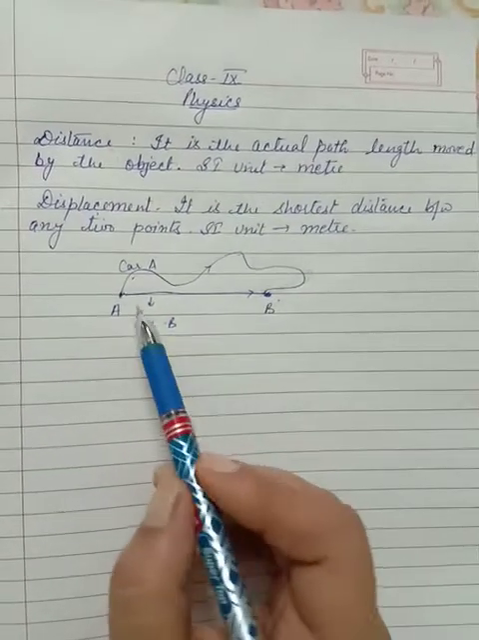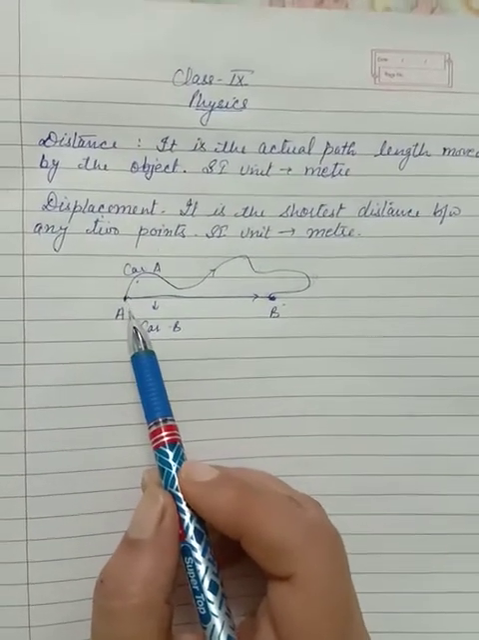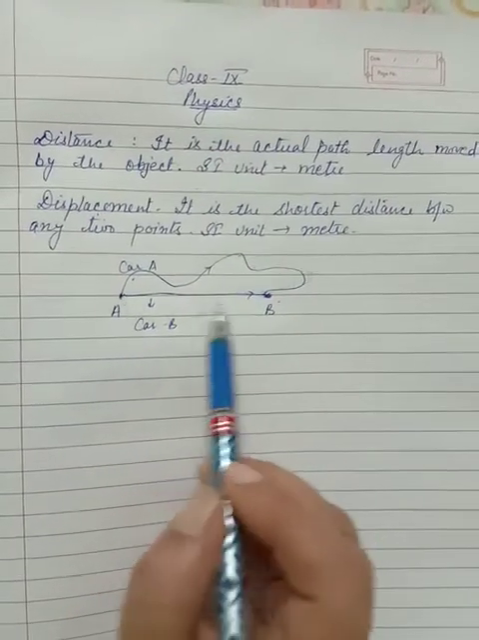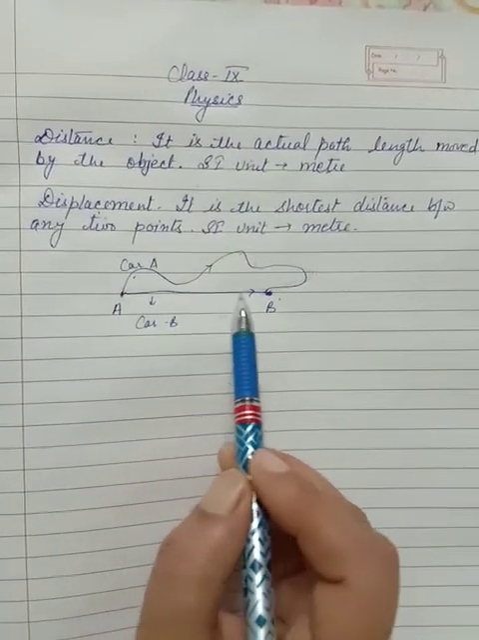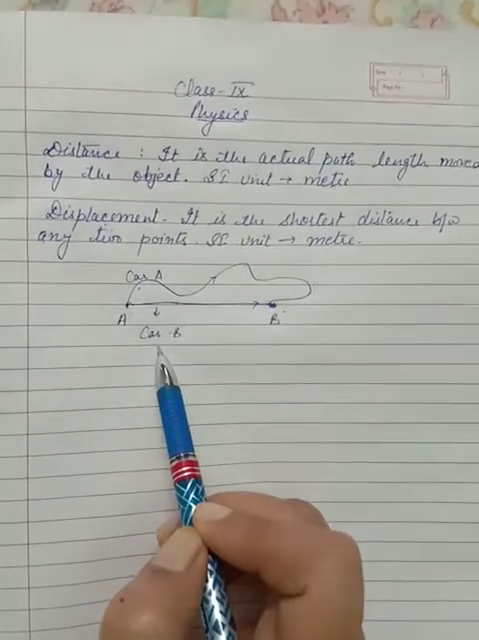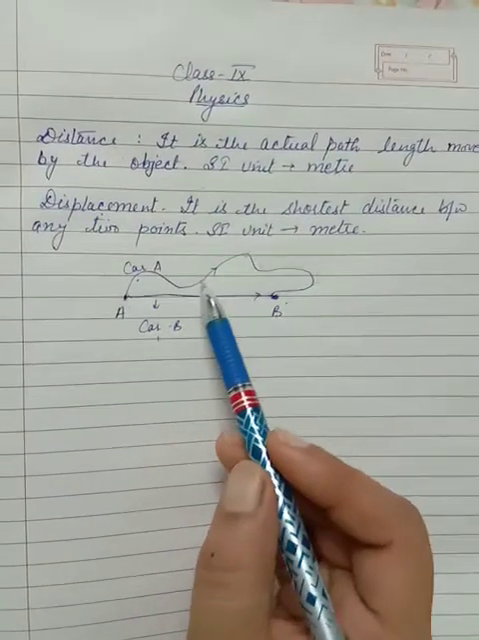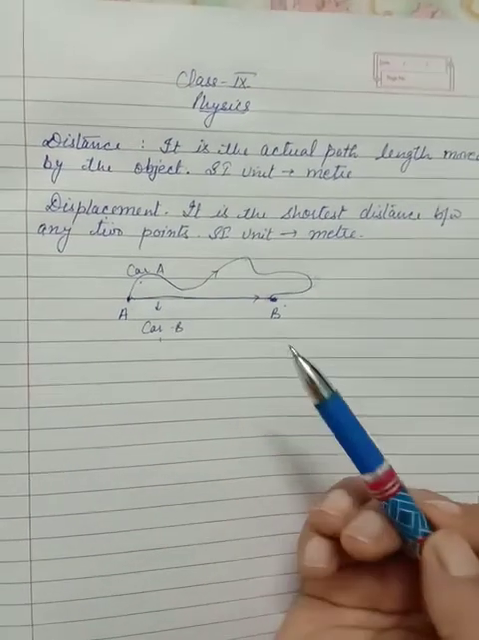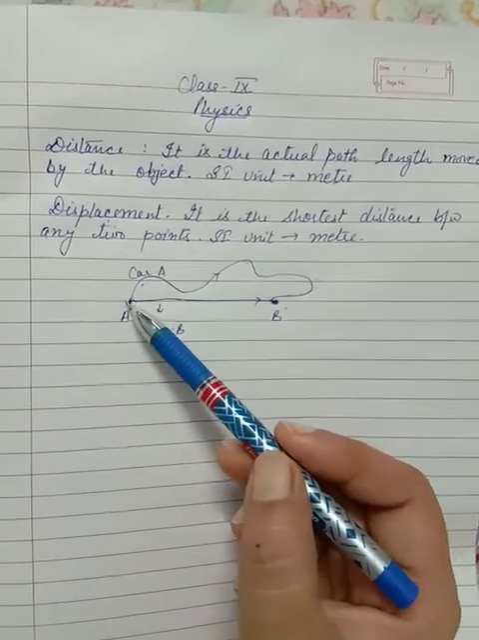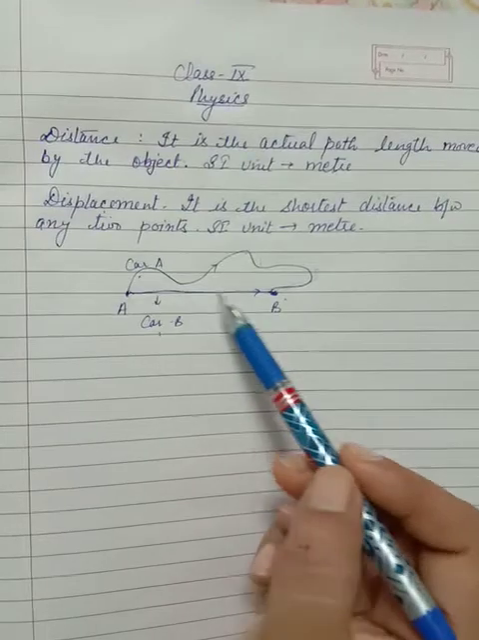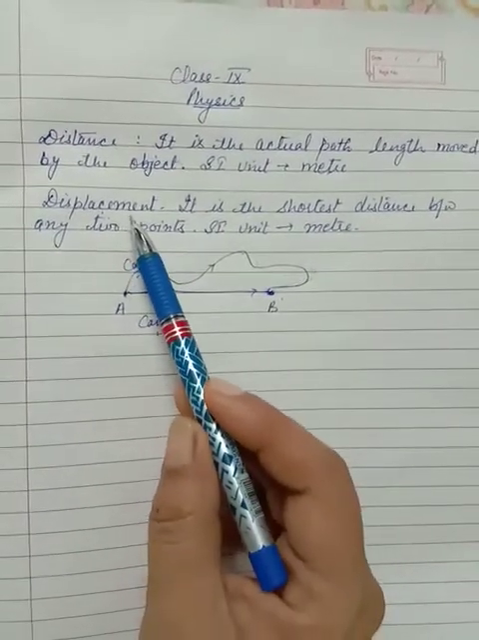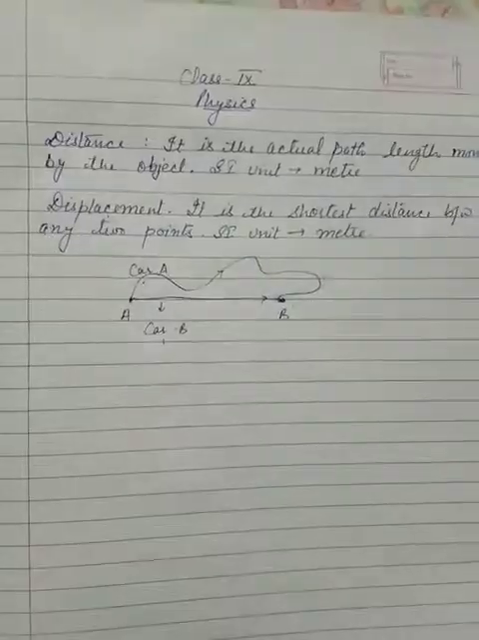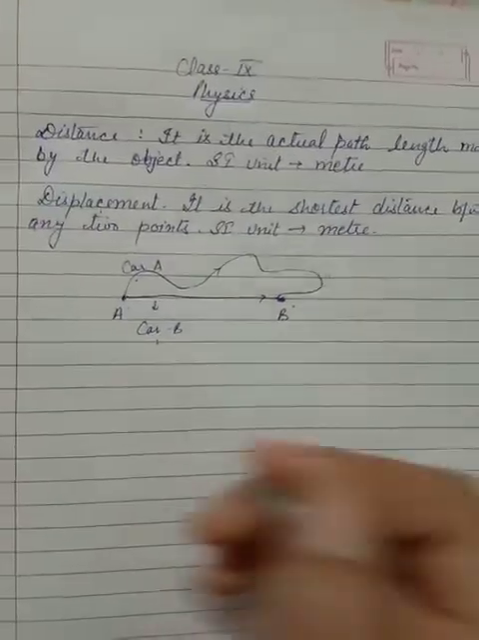So if anybody asks you which car is showing the displacement, this is the shortest distance, and car B is showing the displacement, while car A is showing you the distance. Dear children, whenever we are talking about the shortest distance, that is called displacement. Any other path followed is distance.